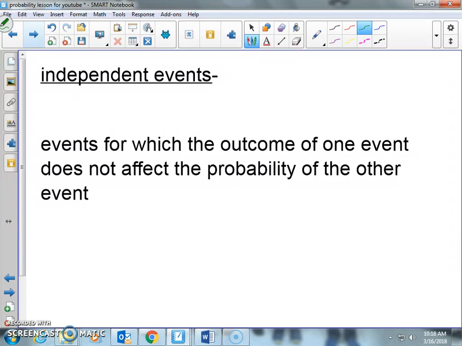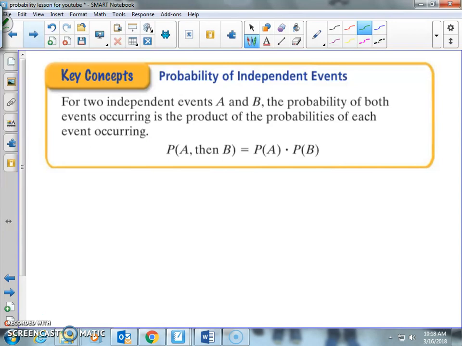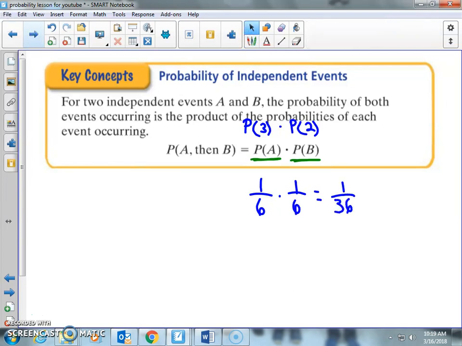Now, to figure out independent events, we have a formula. It looks a little confusing, but basically all it says is find the probability of the first event and multiply it by the probability of the second event. So, let's say you were rolling a die. First event, let's say I really wanted to roll a 3, and the second event, I really wanted to roll a 2. Well, the probability of rolling a 3, and then the probability of rolling a 2, 1/6 times 1/6 would be 1/36. That means, theoretically, 1 out of 36 times that I try this experiment, I could roll a 3 and then roll a 2. Now again, that's theoretically, it doesn't mean it's actually going to happen that many times.